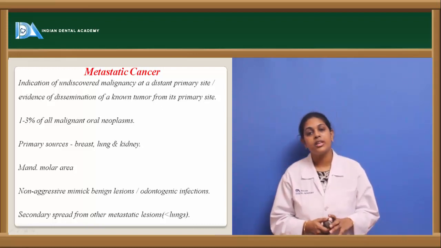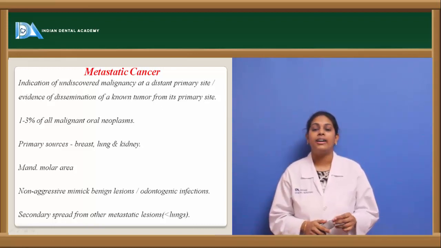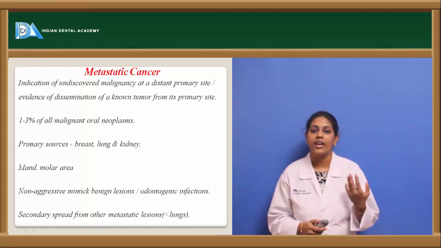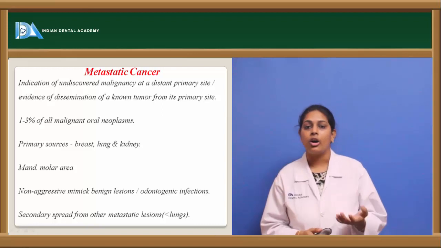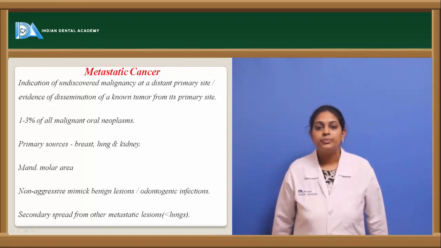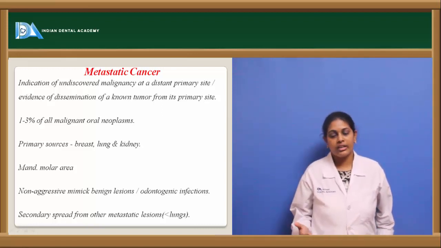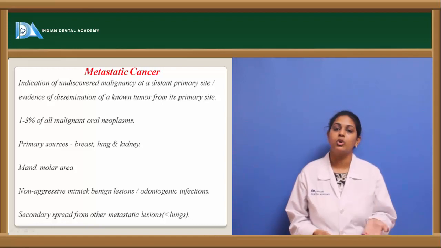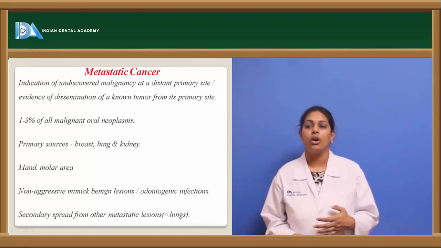And these tumors are usually non-aggressive in nature, and they usually resemble the benign lesion or odontogenic infections. And usually in this condition we see that the secondary spread from other metastatic lesions is most commonly from the lungs to the oral cavity.